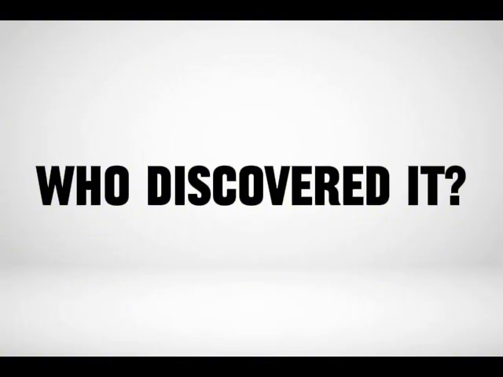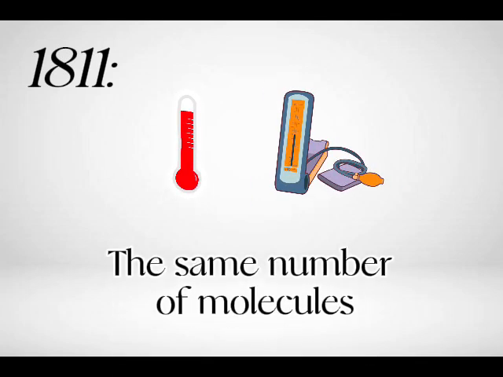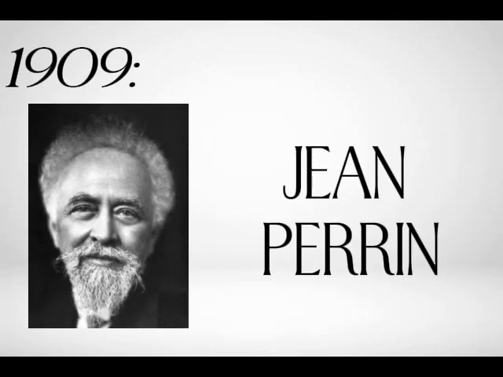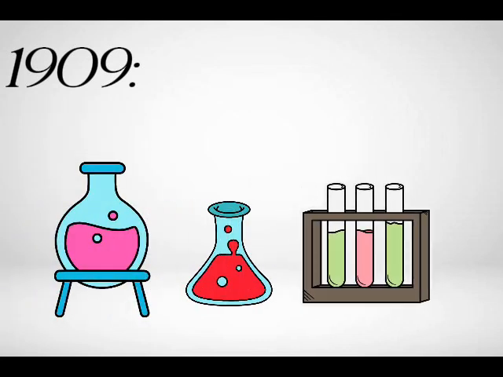Now on to who discovered Avogadro's number. Well, in 1811, a man named Amedeo Avogadro proposed that under the same temperature and pressure, equal volumes of all gases contained the same number of molecules. This became known as Avogadro's law. Then later on, in 1909, a man named Jean Perrin calculated the exact number by performing experiments, which won him the Nobel Prize in Physics.